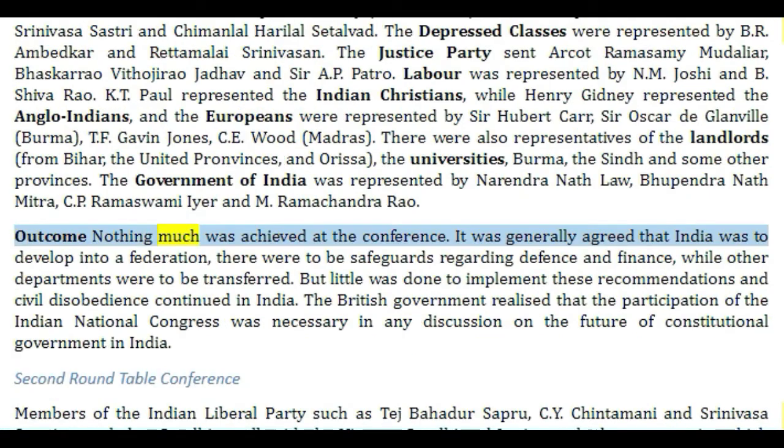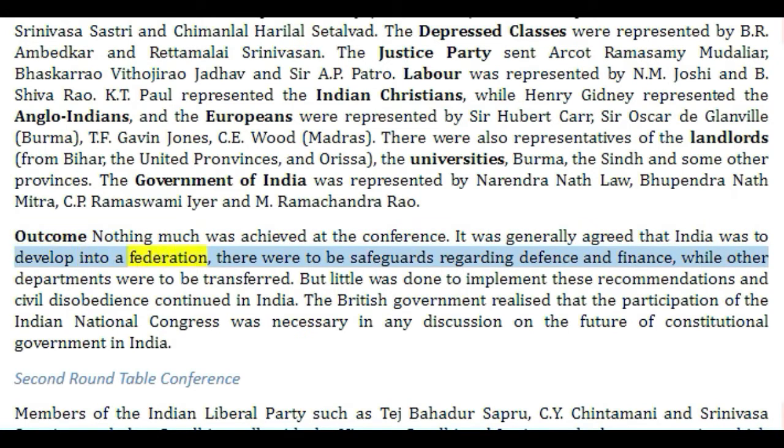Outcome: nothing much was achieved at the conference. It was generally agreed that India was to develop into a federation. There were to be safeguards regarding defense and finance, while other departments were to be transferred. But little was done to implement these recommendations, and civil disobedience continued in India. The British government realized that the participation of the Indian National Congress was necessary in any discussion on the future of constitutional government in India.